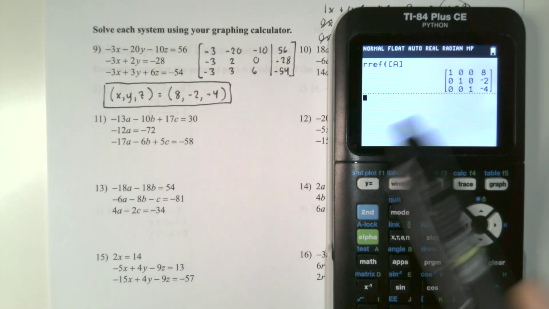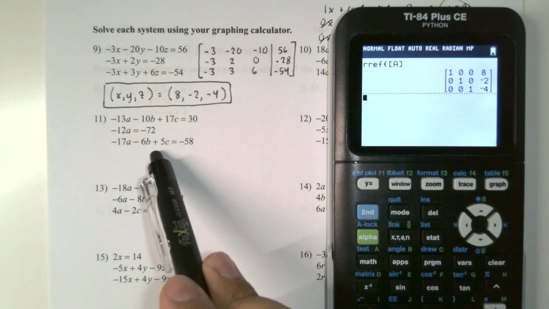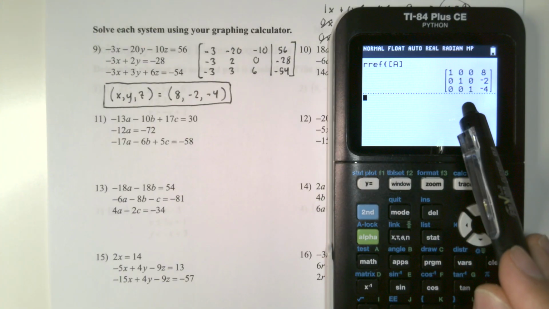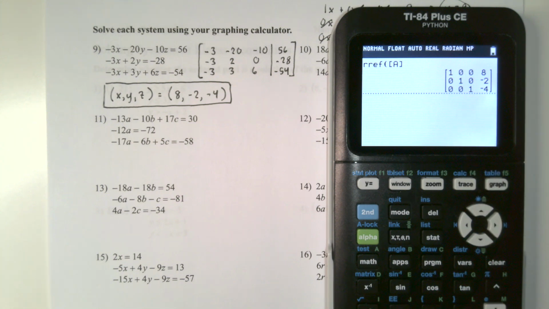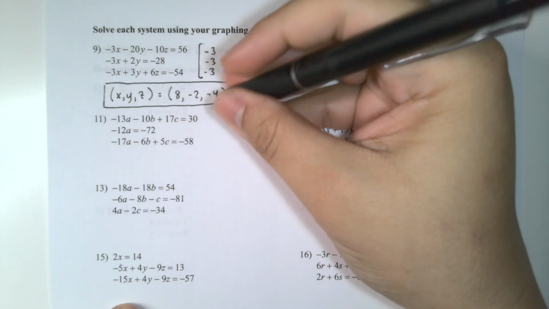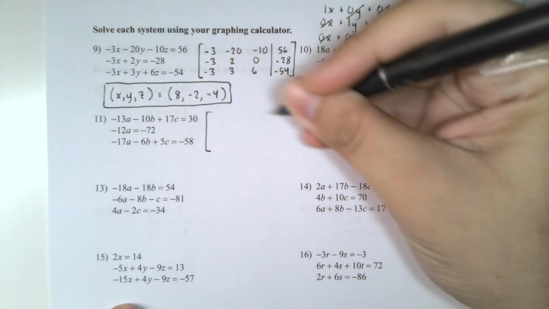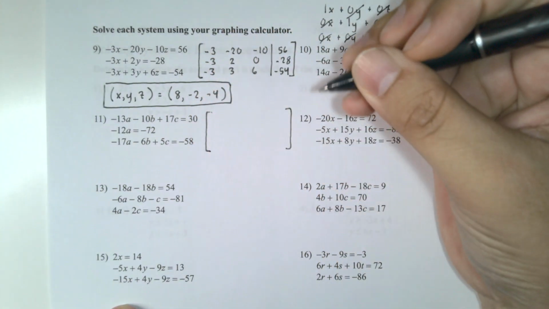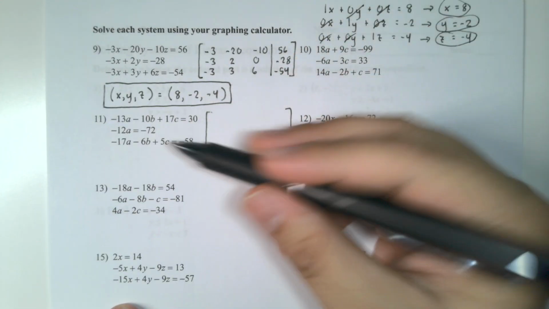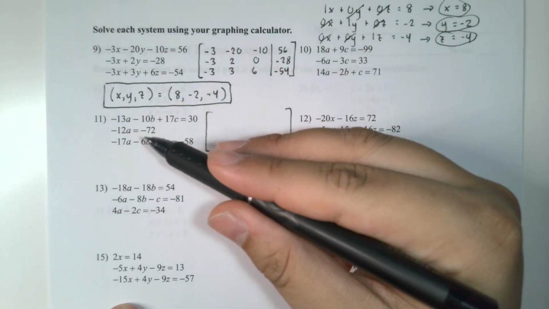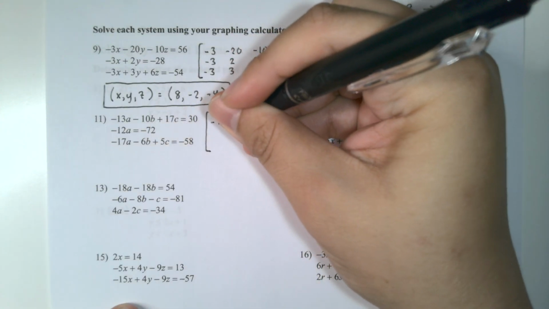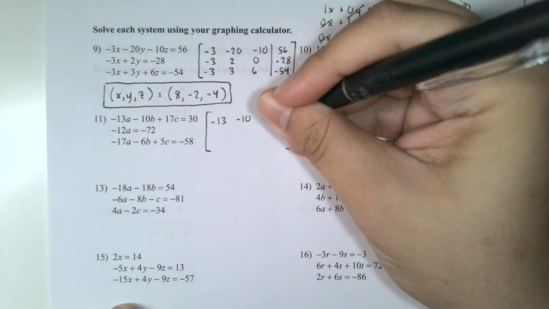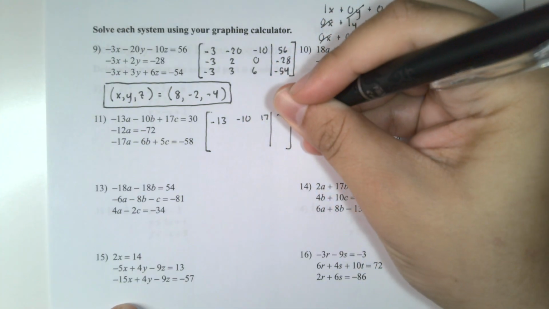For now, we're just going to focus on inputting these matrices into your calculator, letting your calculator be a magic little box, and output an answer for you. So if we look at number 11, let's see what we get. First, I'm just going to write this as an augmented matrix, and it doesn't matter what our variables are. In this case, we have A, B, and C, so just staying alphabetical, we'll have negative 13, negative 10, 17, and then 30.